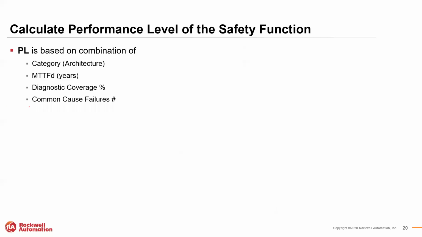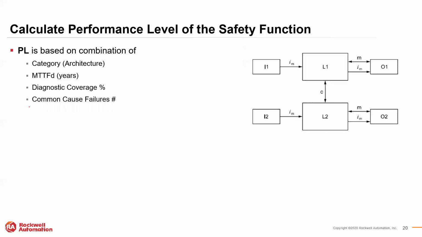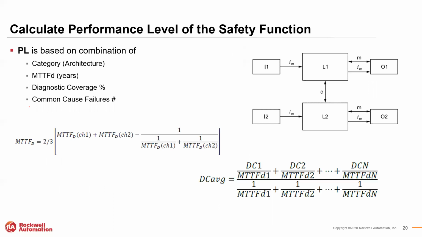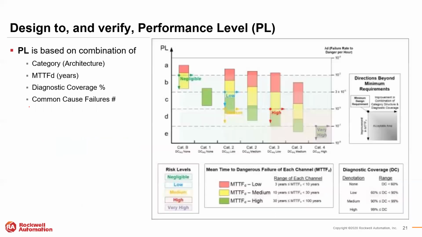And to get to performance level, we need to consider which category was chosen, combined with our mean time to dangerous failure, MTTFD, which is a calculation based on the statistical values from those devices in the system. And then we calculate our diagnostic coverage average. In other words, how much % of our failures can we detect and take action about? And then this thing that's called common cause failures, which is system design. And one of the decoder rings for that looks like this.